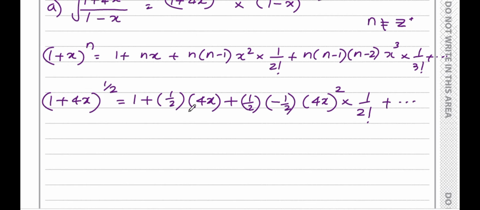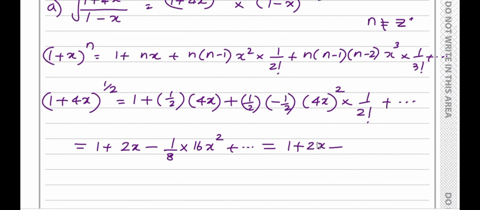So now let's simplify this. This is equal to 1 plus half of 4x is 2x. Okay, so this is going to be plus times minus is minus. Then 1 over 2 is 1 over 4. And then this is another 1 over 2. So it's going to be 1 over 8 times 16x square plus dot dot dot. That will simplify to 1 plus 2x minus 8 goes into this 2 times, so 2x square, okay, plus dot dot dot. So let's park it there. This is equation 1.